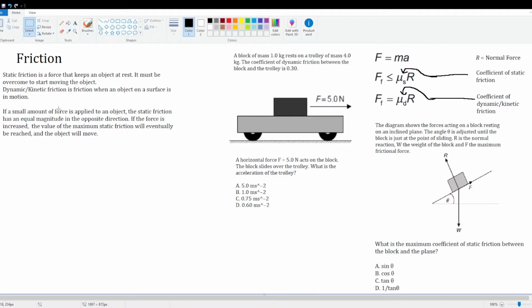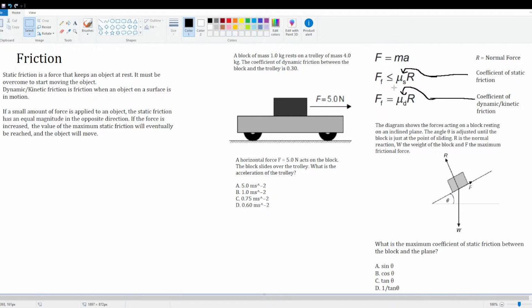So that should give you just a small idea on how when an object is at rest, on a surface, we talk about static friction. But then when it starts moving, we talk about dynamic friction. We have the formulas over here for this topic. We already know force equals mass times acceleration.